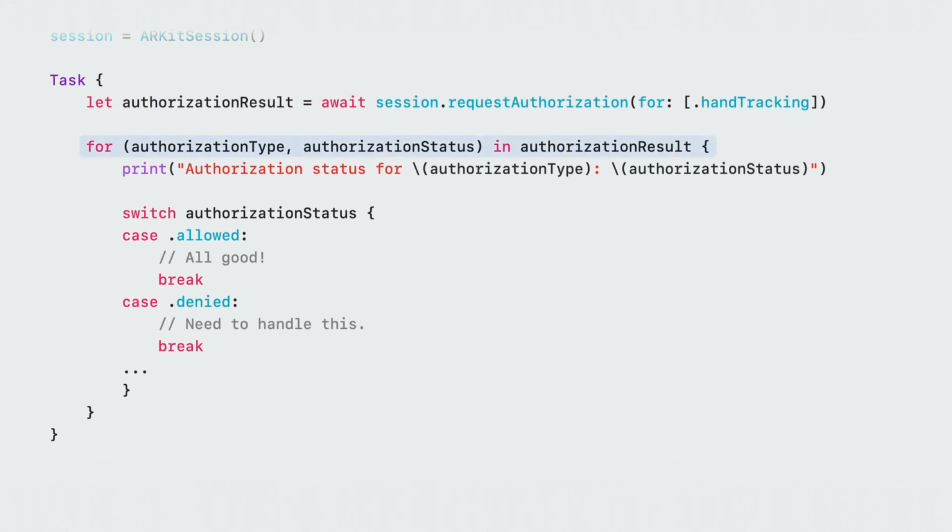Once we have the authorization results, we iterate over them and check the status for each authorization type. If the person has granted permission, the status will be allowed. Attempting to run a session with a data provider that provides data that the person has denied access to will result in the session failing.